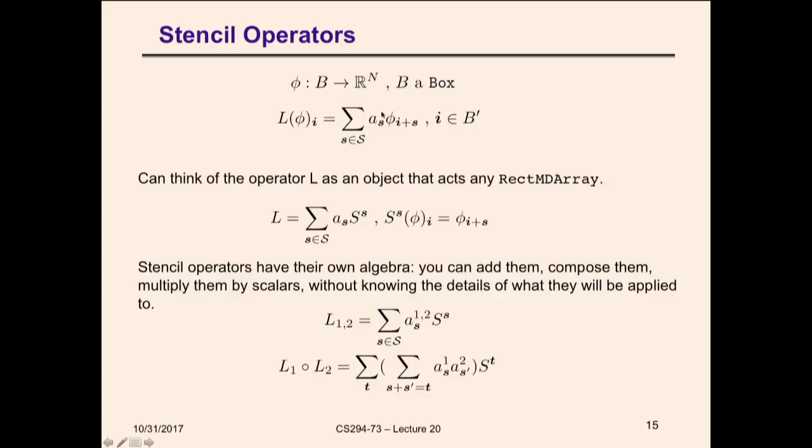What does this look like for our Laplacian? For the Laplacian, it's 1 in all the unit directions, plus and minus, and then minus 2 times the dimensionality of the problem for S equals 0. So these are very familiar objects to you. Now, we can think of the operator L as an object that acts on any RectMD array.